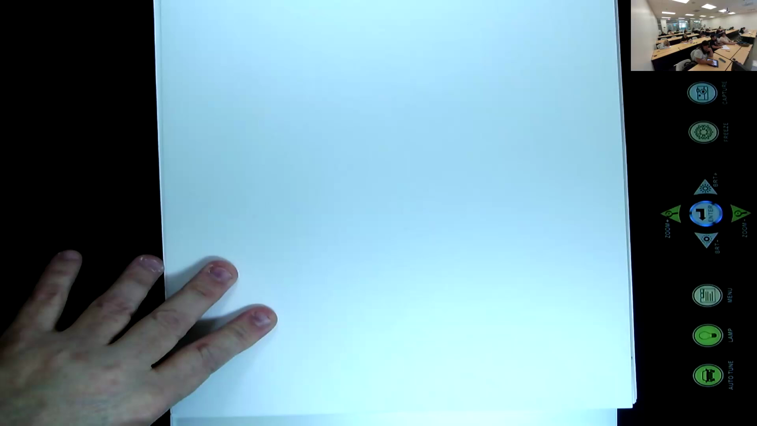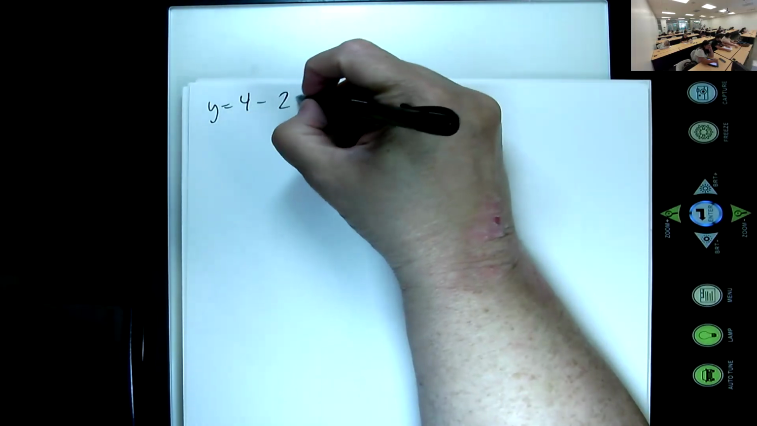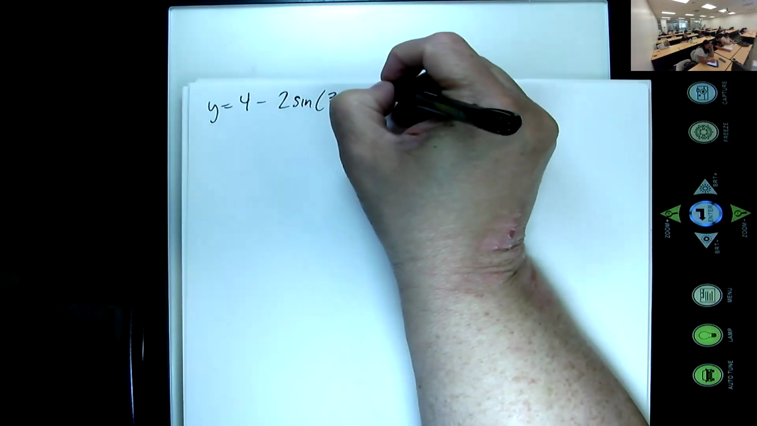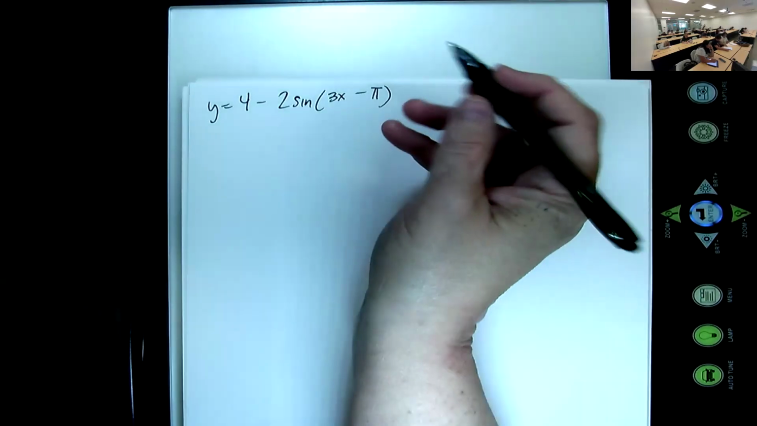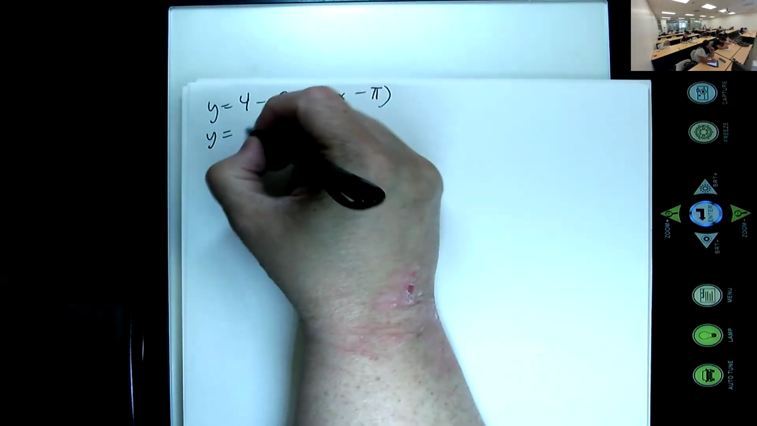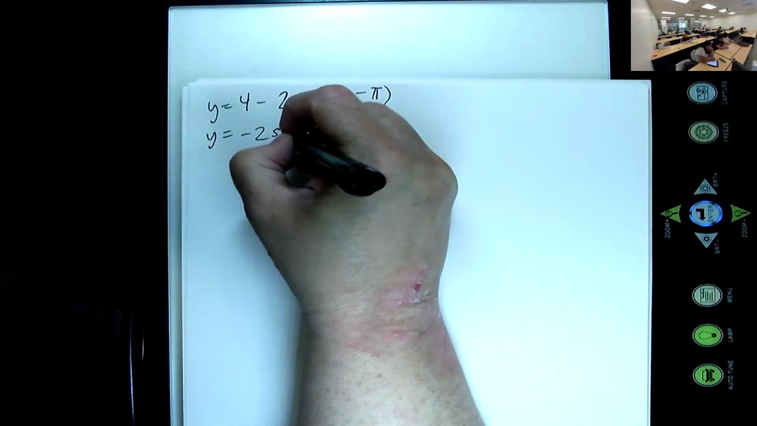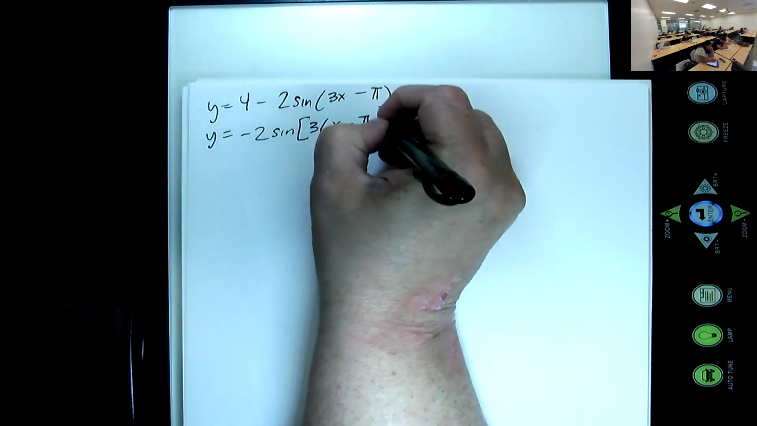Okay, so let's do y equals 4 minus 2 sine of 3x minus pi. First thing I'm going to do is rewrite it to look like the form that we had. I'm going to move the 4 to the end. And in here, I'm going to factor out the 3 and make this x minus pi over 3.